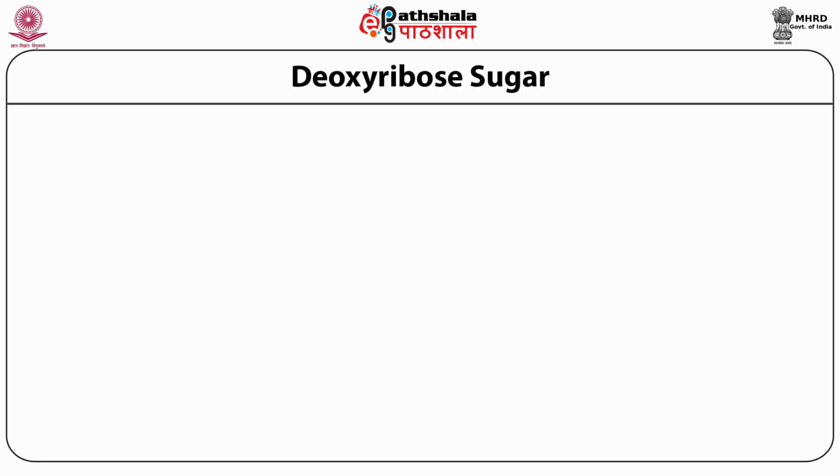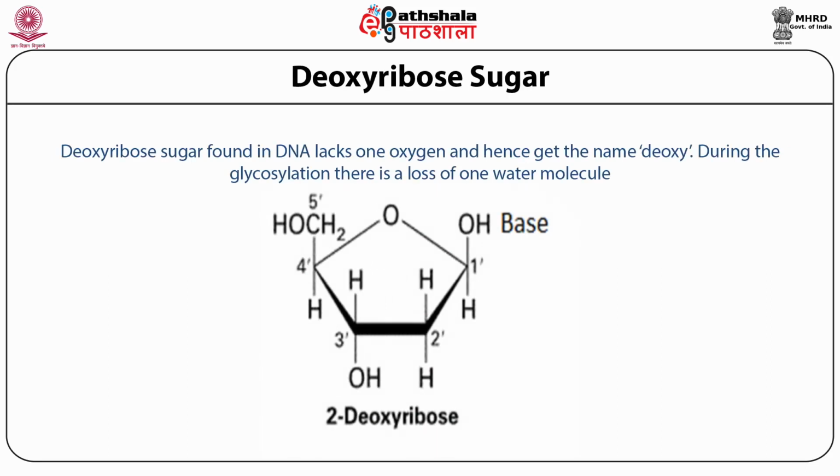Deoxyribose sugar is quite similar to ribose sugar with only one difference, that it lacks 1 oxygen and hence gets the name deoxy. During glycosylation, there is a loss of 1 water molecule when it connects to nucleobases.